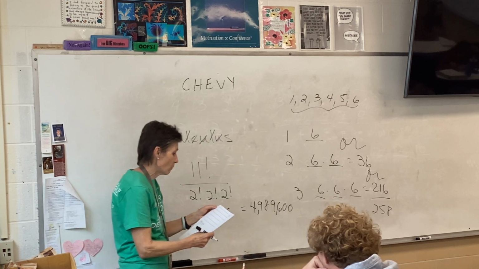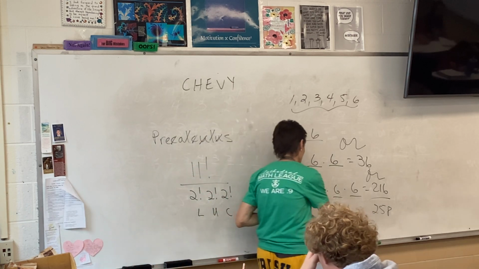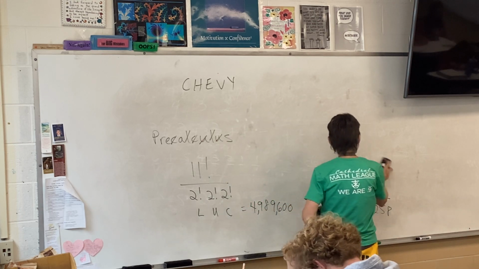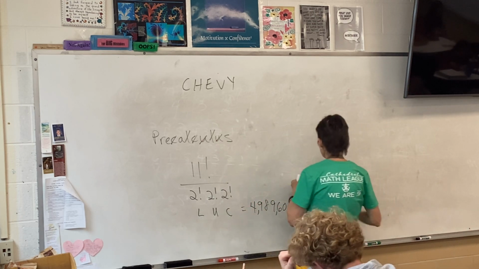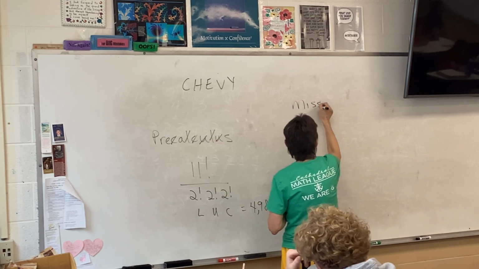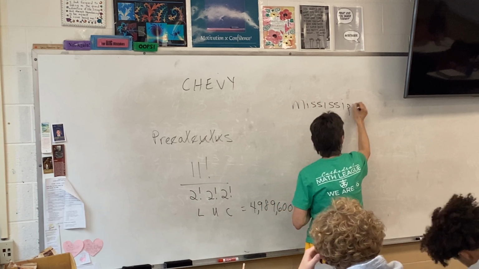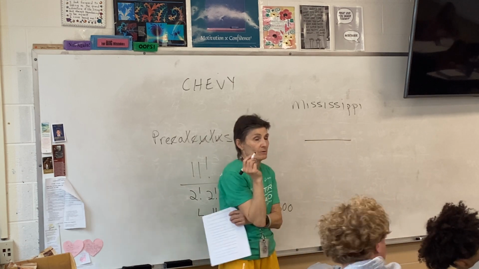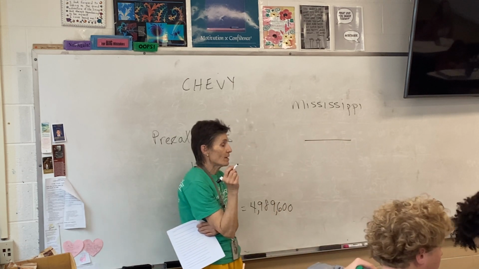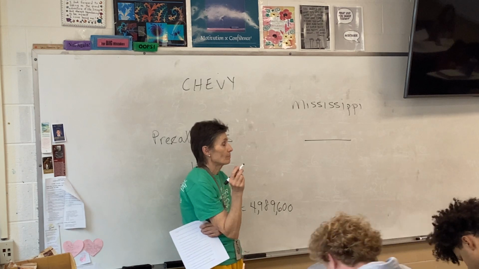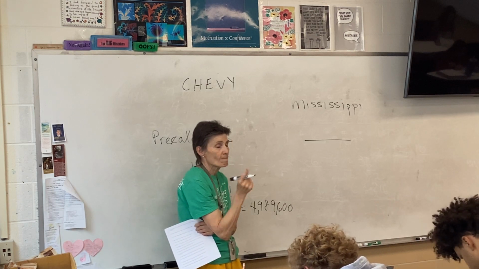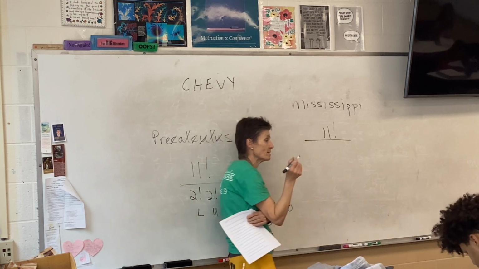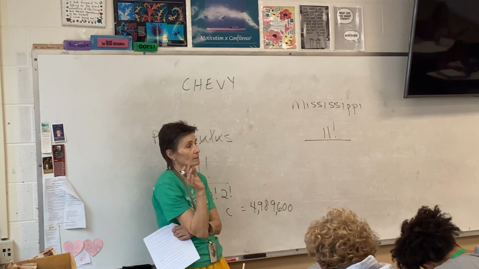Look at number 24. Same thing. How many ways can you arrange the letters of the word Mississippi? Start by counting the letters. How many are there? 11. So we start with 11 factorial. Always start with total factorial.